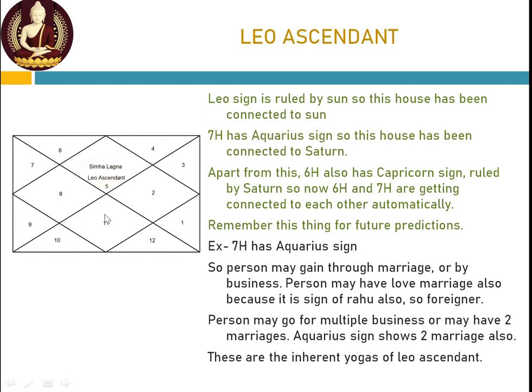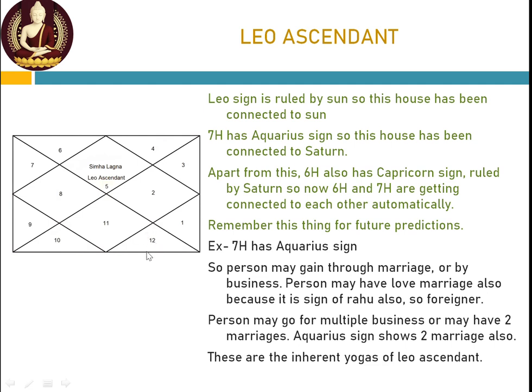So this person's wife may also have issues regarding her reproductive organs like ovaries and etc., menstrual cycle etc., because 7th house is wife also. This house is already connected to the 6th house. So these are the inherent yogas.